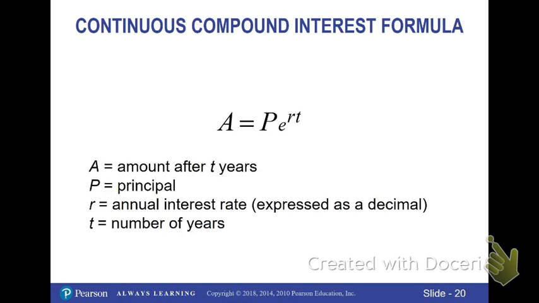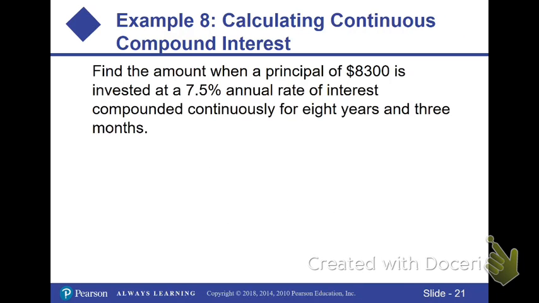So A is still the ending amount, P is still your beginning amount, r is still your interest rate as a decimal, and t is still the number of years. Notice e is not listed there because remember, e is a number, and you can find that by hitting second LN on your calculator. But e is just a number. It's kind of like pi.